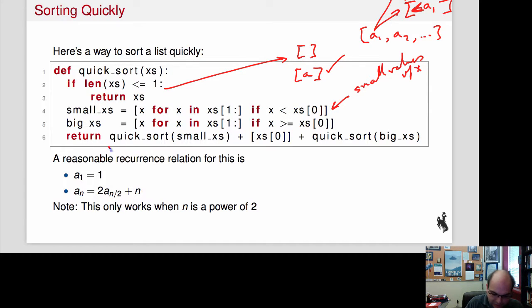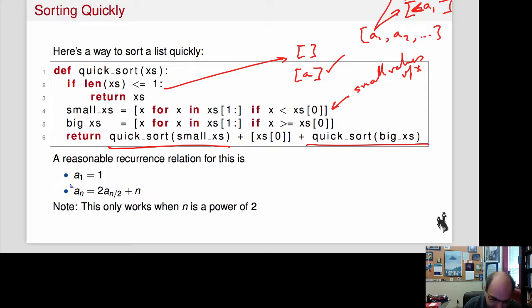And then what I'll do is I'll sort the ones that are small. I'll sort the ones that are big. Then I'll put the sorted version of the small ones in front, and then I put the ones that are equal to A1, and then I put the sorted version of the ones that are bigger than A1, and sure enough, that should be my list, sorted.